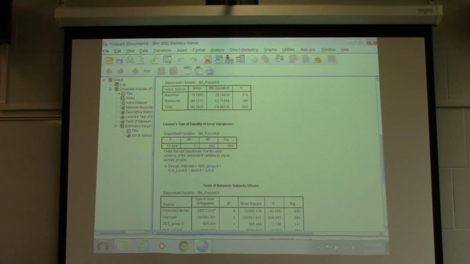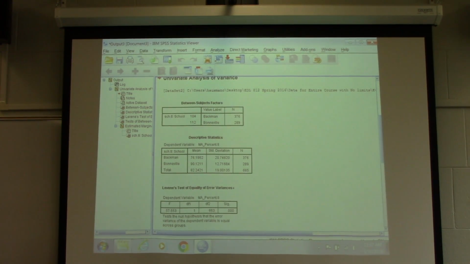So I'm going to scroll back to the top, and I'm going to say, wait a minute, on average, Bonneville students scored 90% correct, and Backman's only scored 76. How can that 14-point difference not be statistically significant? Remember, those are non-adjusted, so this test doesn't compare the non-adjusted test scores.